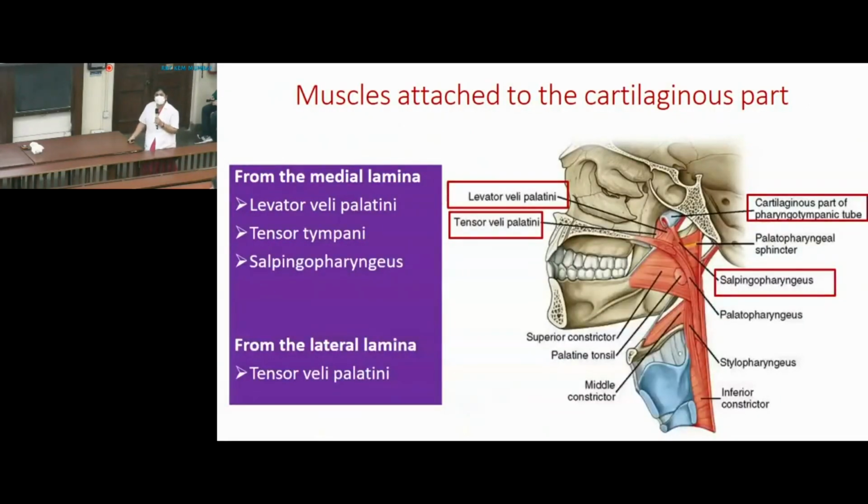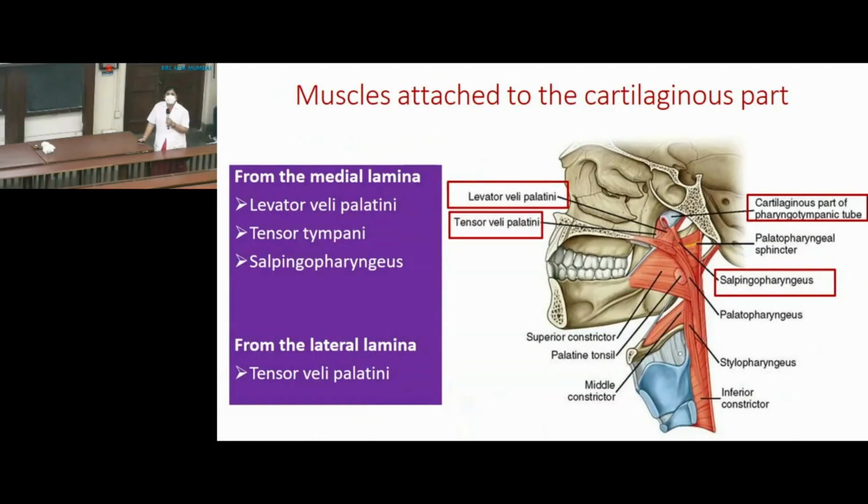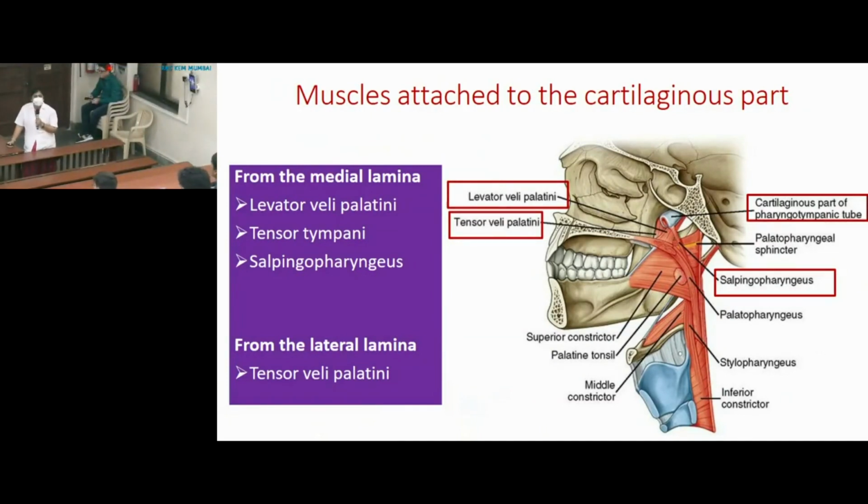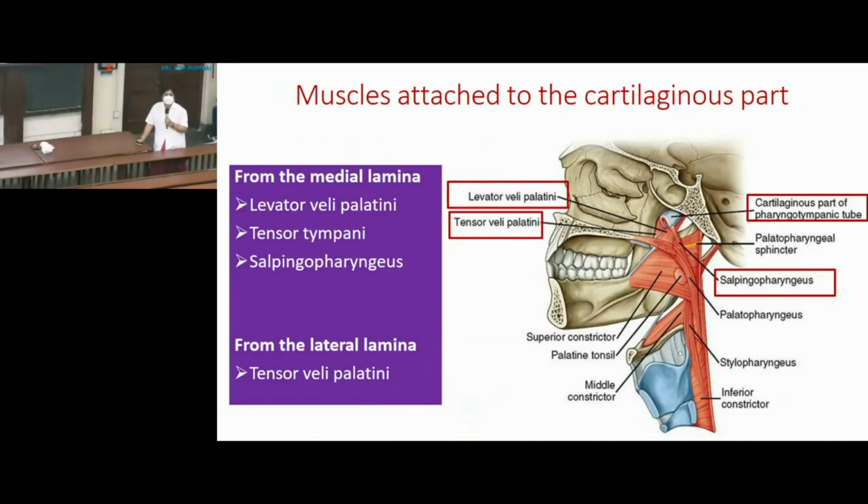So what are the muscles arising from the cartilaginous part of the auditory tube, you can note down. From the lateral lamina there is tensor veli palatini, and from the medial lamina mainly there is levator veli palatini, tensor tympani and salpingopharyngeus muscle. Salpingopharyngeus is a muscle of the pharynx: circular muscle or longitudinal muscle? Longitudinal muscle. What is the nerve supply of salpingopharyngeus?